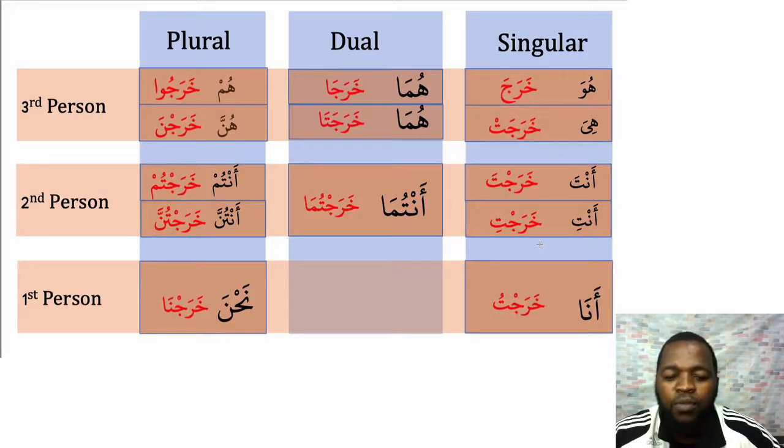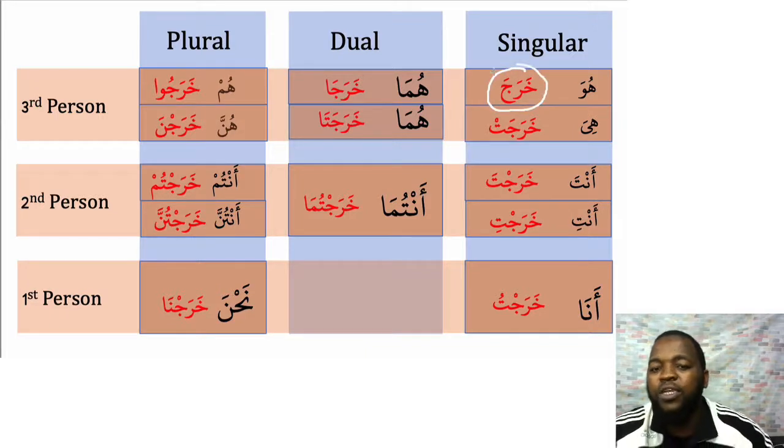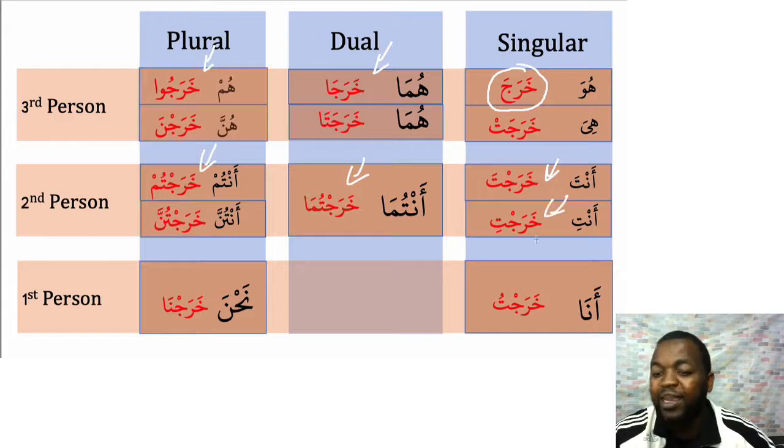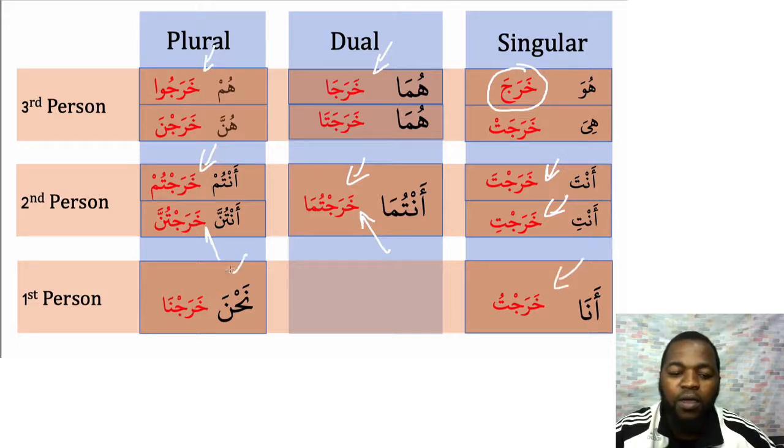And we have also dhahaba, which means to go. We have here kharaja. Kharaja means to go out. So kharaja, kharaju, kharajat, kharajata, kharajna, kharajta, kharajtuma, kharajtum, kharajti, kharajtuma, kharajtunna, kharajtu, kharajna. This is how you conjugate this verb.